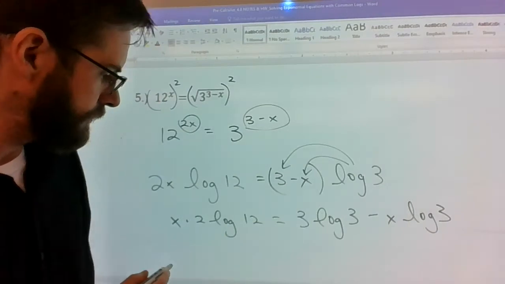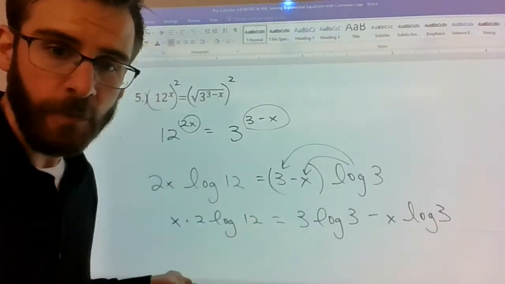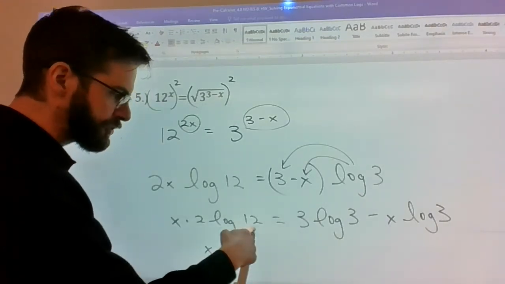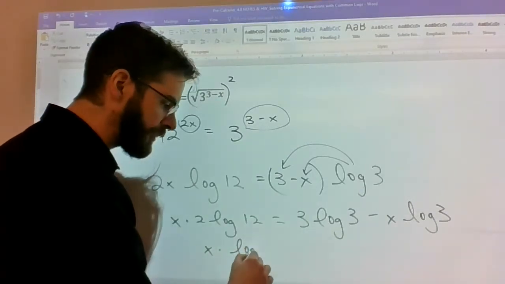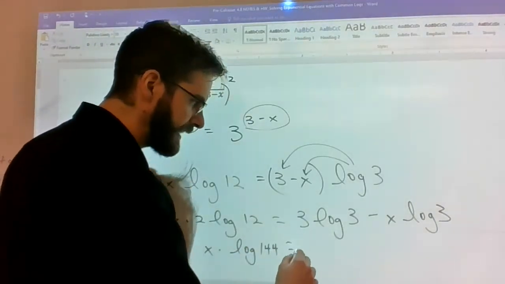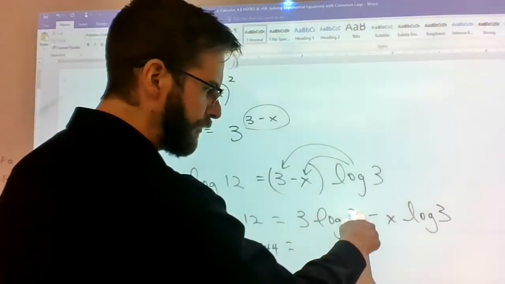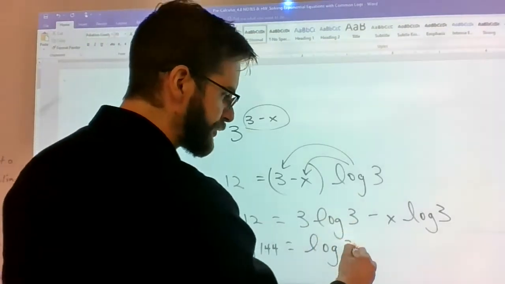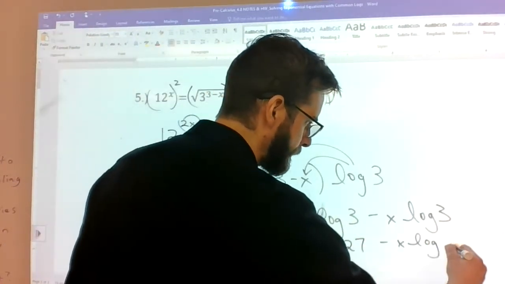If I wanted to, I could move the 2 up here to the 12. Why not, right? So it's x times log of 12 squared. 12 squared is 144. Interesting. Just like this, the 3 can move up there. Log of 3 cubed would be 27. And this one doesn't really have any interesting properties to it.